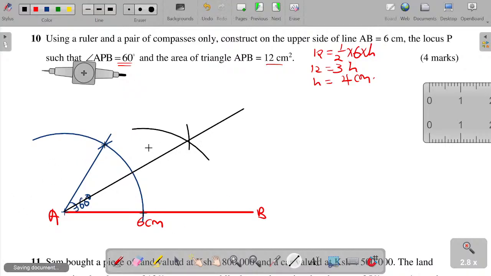Then I also need to do the same for my base here. So for this point B, number one, I need to construct 60 degrees here.